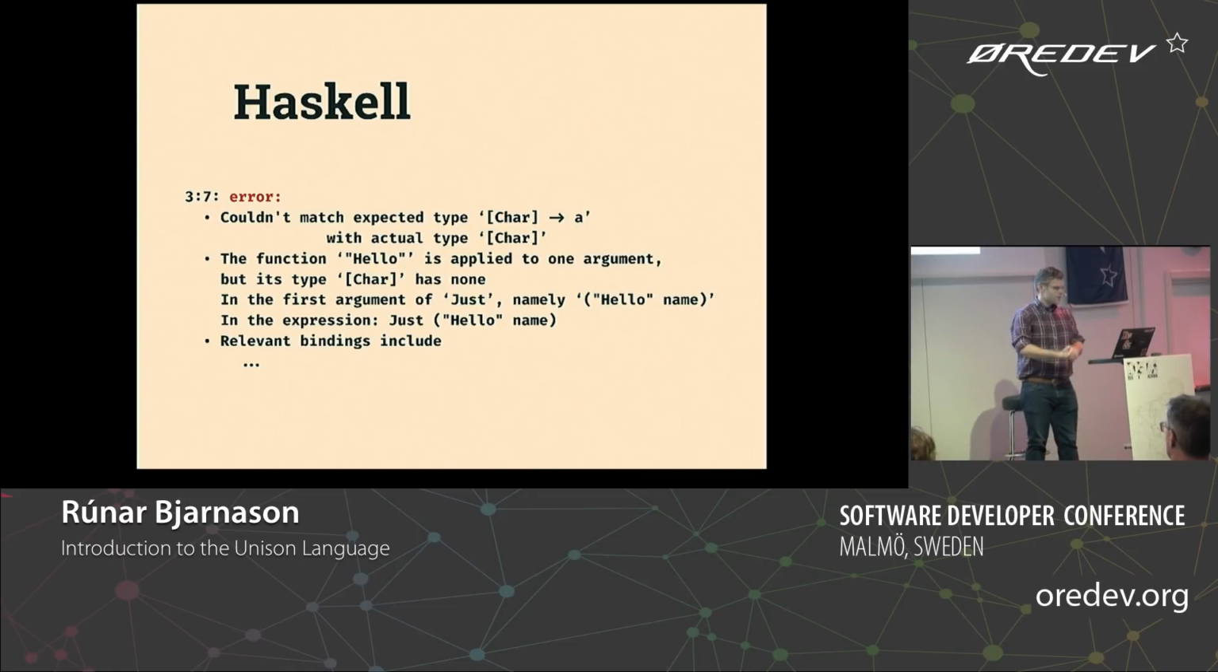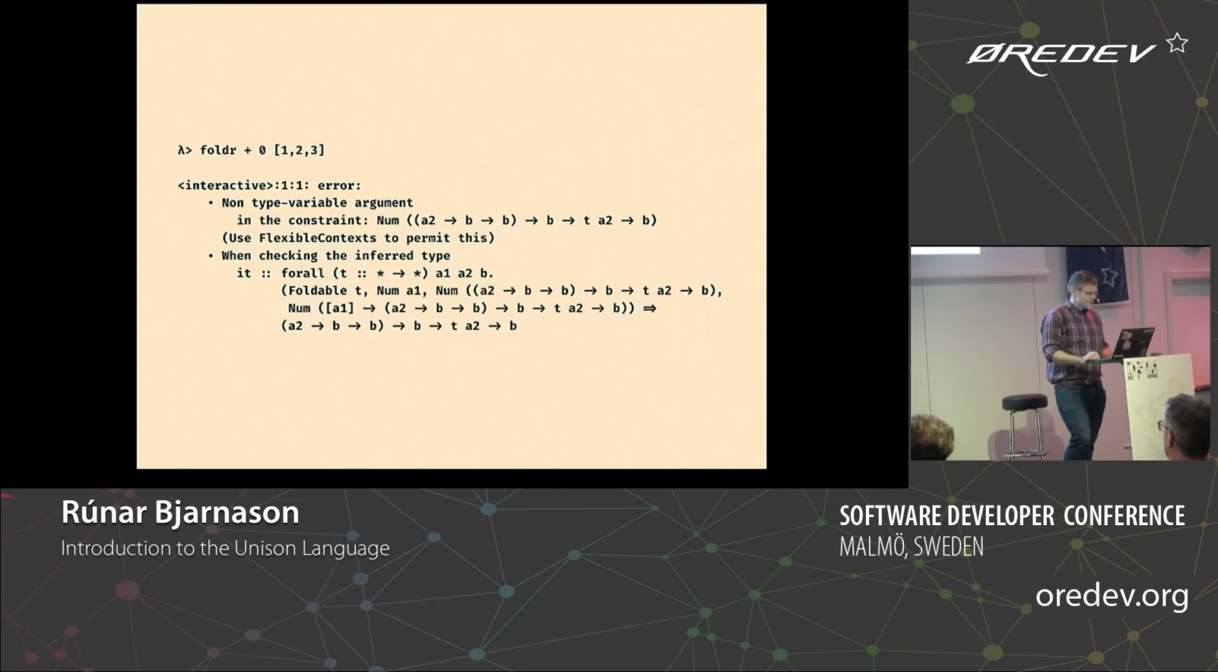And Haskell says, couldn't match expected type Char with whatever. And then it says, relevant bindings include, and it gives me a lot of irrelevant bindings below here, lots of them. Anyway, here's another one. I forgot to put parens around the plus here. And so it says, non-type variable argument in the constraint, something really complicated. Use FlexibleContexts to permit this. I'm checking the inferred type. I have no idea what this means. So where do I even begin?